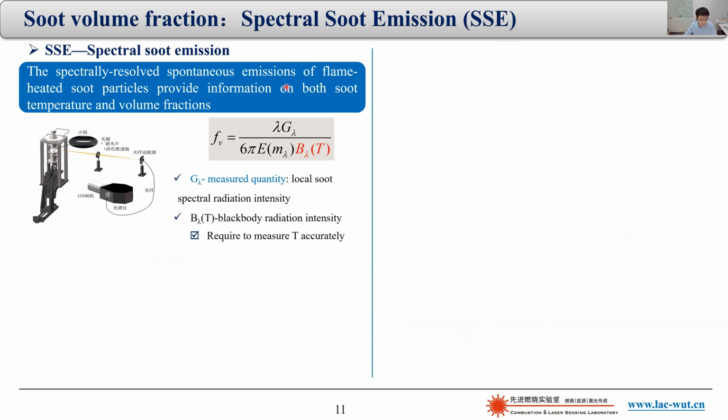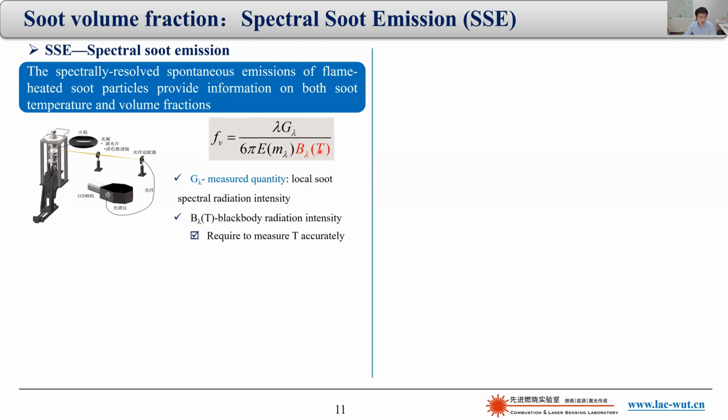One of the typical methods is spectral soot emission. The spectrally resolved spontaneous emission of flame-heated soot particles provides information on both soot temperature and volume fraction. Here is a typical setup, which is very simple. You just need a positive lens to collect the radiation from soot and then send it to the spectrograph to obtain the spectral information. Here I give you the equation linking the measured quantity, which is the local soot spectral radiation intensity, and the desired quantity, which is the soot volume fraction. You can see there is a very simple linear relationship.